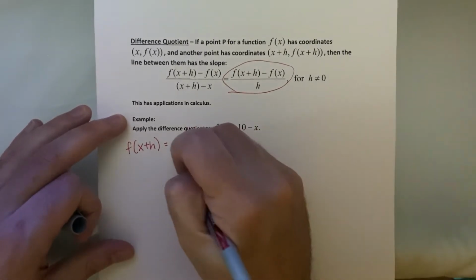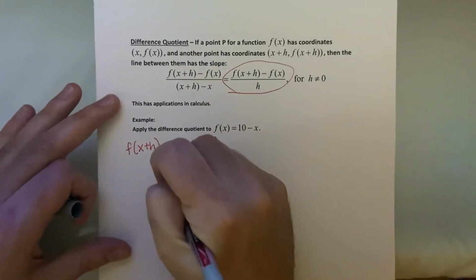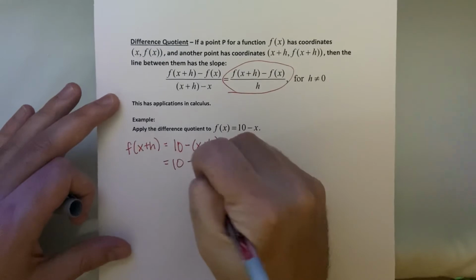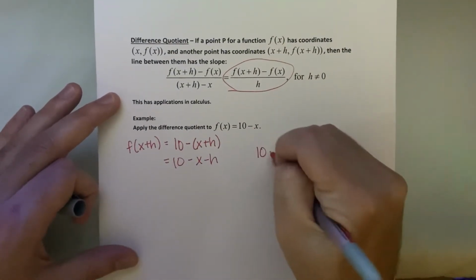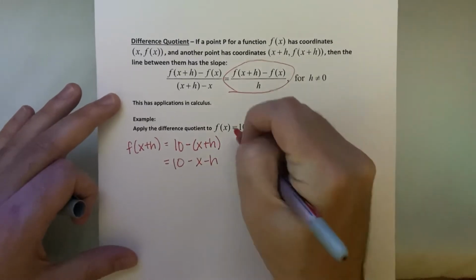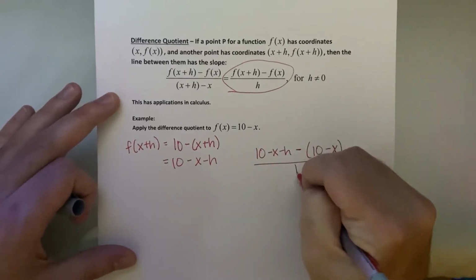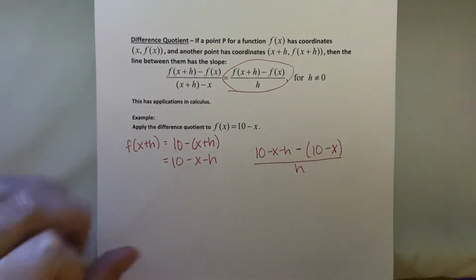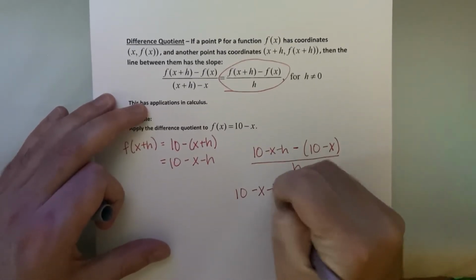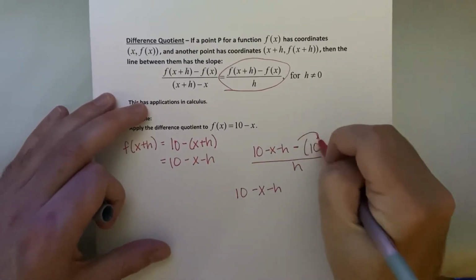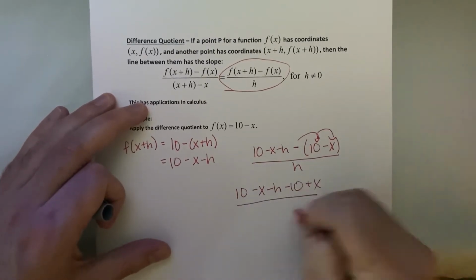So instead of 10 minus x, it's now 10 minus (x plus h), which if I distribute the negative is 10 minus x minus h. Now it says I have to take this thing, 10 minus x minus h, and subtract my original, 10 minus x, and divide it by h. So if I distribute here, that's 10 minus x minus h minus 10 plus x, all divided by h.